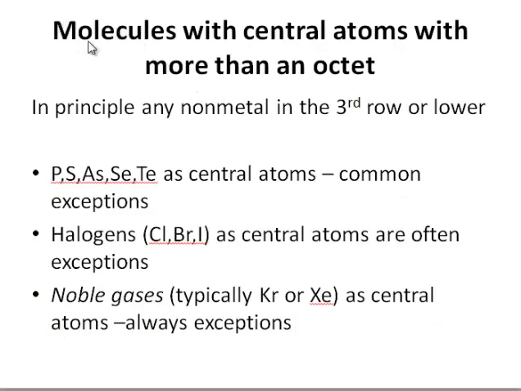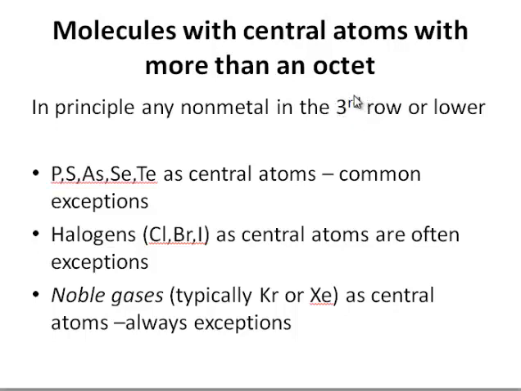Right, now we can consider the other type of exception, molecules with central atoms with more than an octet. In principle, any nonmetal in the third row or lower can be a central atom with more than an octet. It has to be in the third row or lower, because we're going to put more than 8 electrons in these things. In principle, 8 electrons fill the valence s and p subshells. Additional electrons, we will see, are involved with the valence d subshell, which only exists for atoms in the third row or lower.